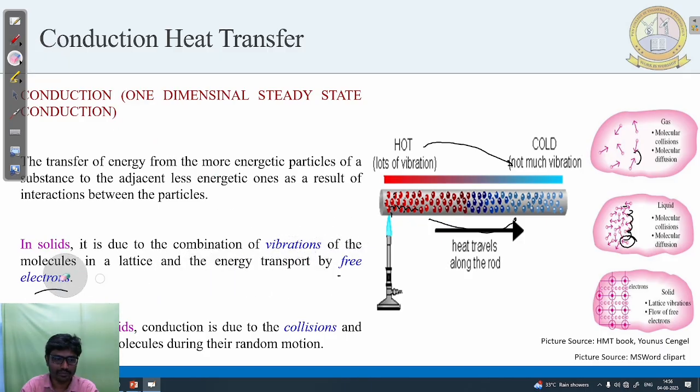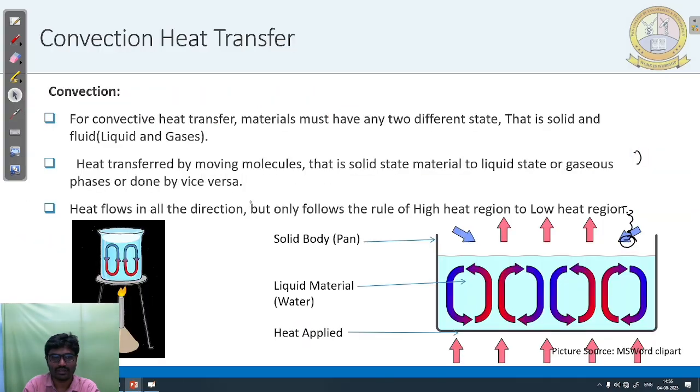So these are very important concepts. I have given them in a detailed fashion, so you would be able to understand very easily, and I have used very simple terms for your understanding. Okay. Next thing, we are going to see convection.